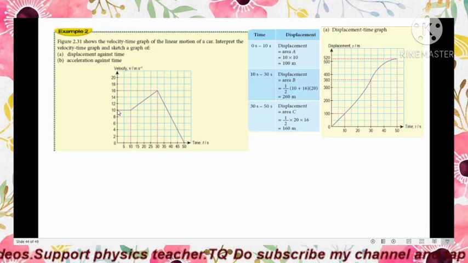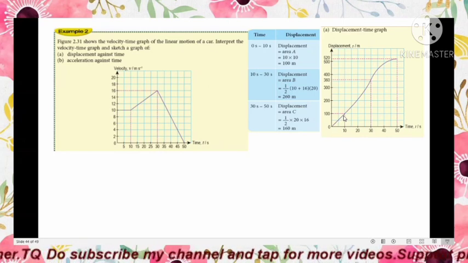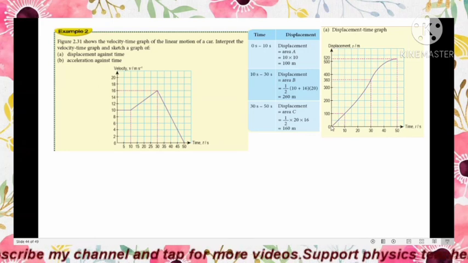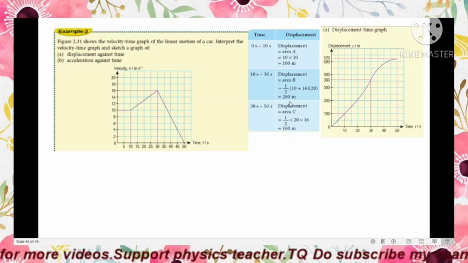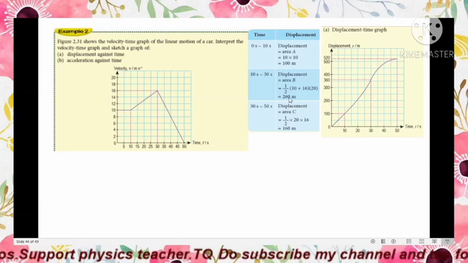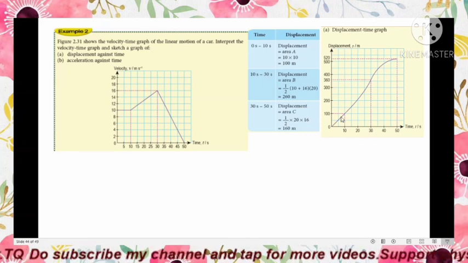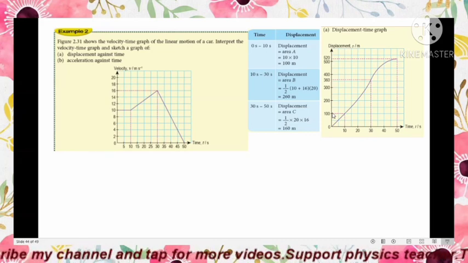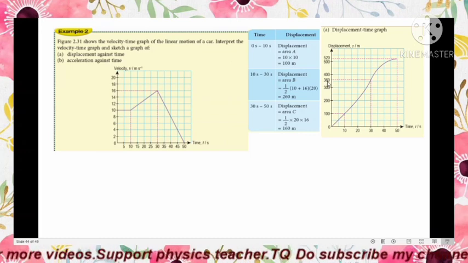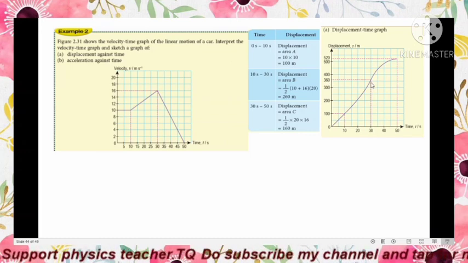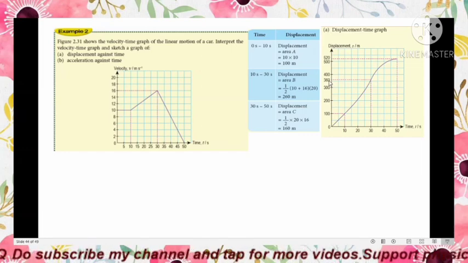And this one is uniform velocity. So the graph should be a straight line, positive gradient. Okay. From 10 to 30, 260 meter. Meaning at end of 30 seconds, the total displacement is 100 plus 260. So it becomes 360, meaning at 30 seconds, total displacement is 360 meter.